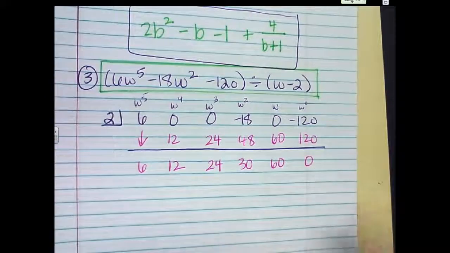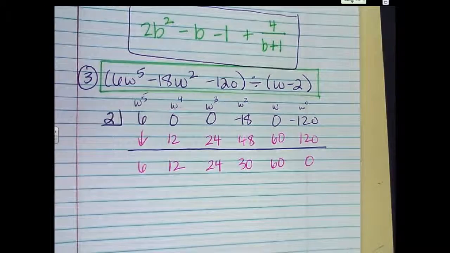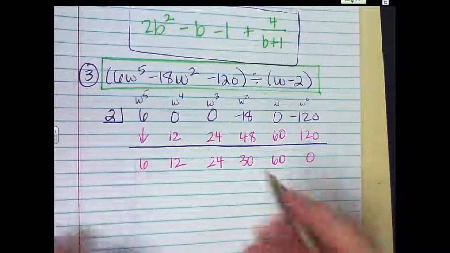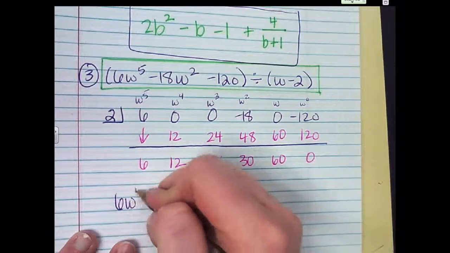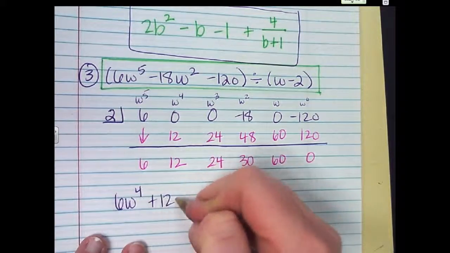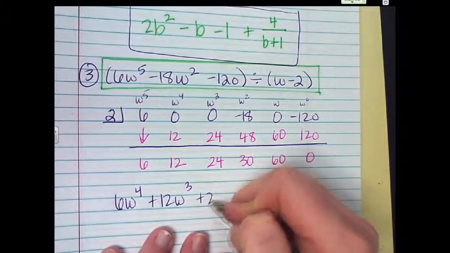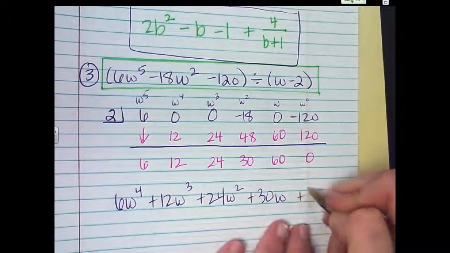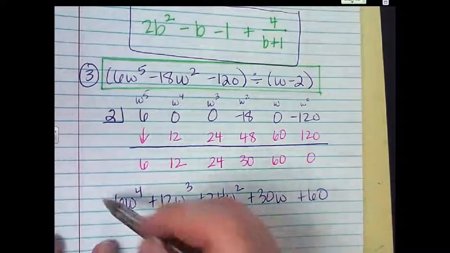Check your numbers with mine. If we started with w to the 5th, what's our answer start with? W to the 4th. Yeah, w to the 4th. So 6 w to the 4th. And you just go down the row. The remainder is 0. Don't put anything.